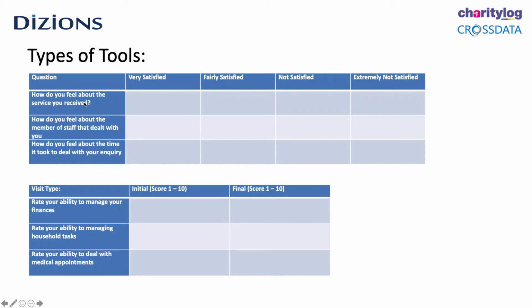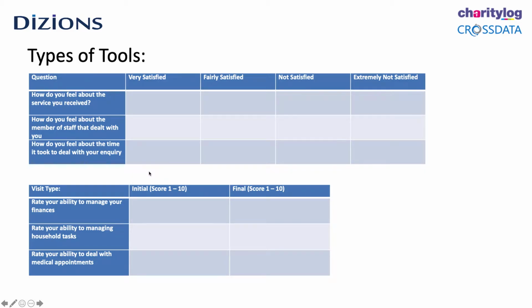You generally just have a question or a statement, and then you have a number of responses, and whatever the responses are, it doesn't really matter. They could be yes, no's, they could be very satisfied, fairly, they could be numeric. You set them up in the same way, but that's the type of thing that we're going to be concentrating on.